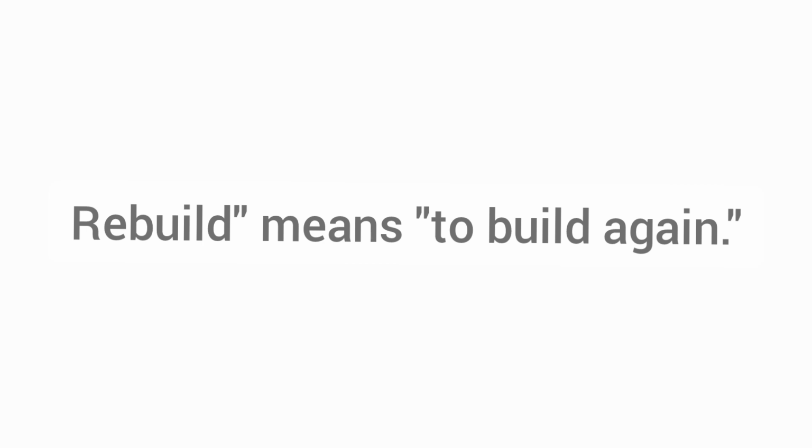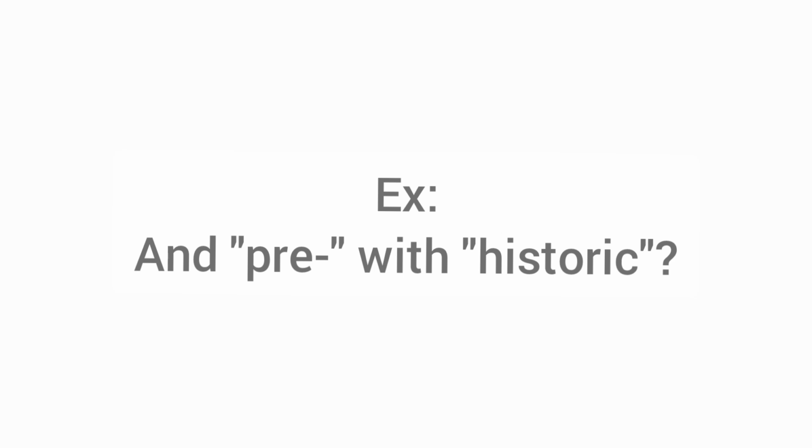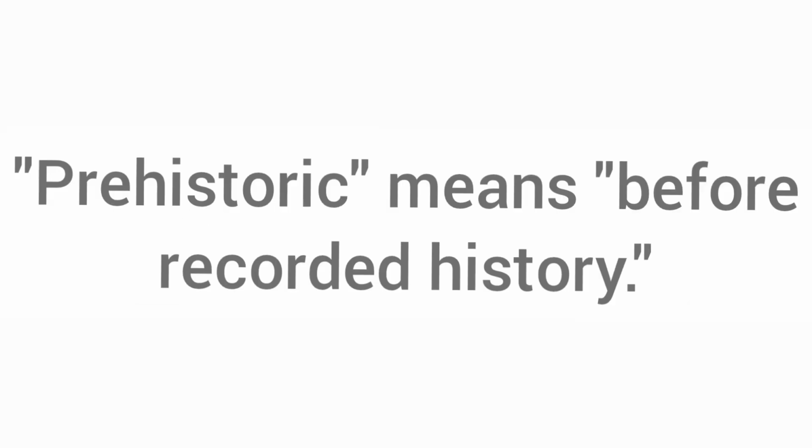Now let's look at the prefix "pre", which means before. When added to "view", it becomes "preview", meaning to view before. Let's have another. What do "pre" and "school" make? Excellent. We have preschool. Preschool means before school. Example: "pre" with "historic" gives "prehistoric", which means before recorded history.